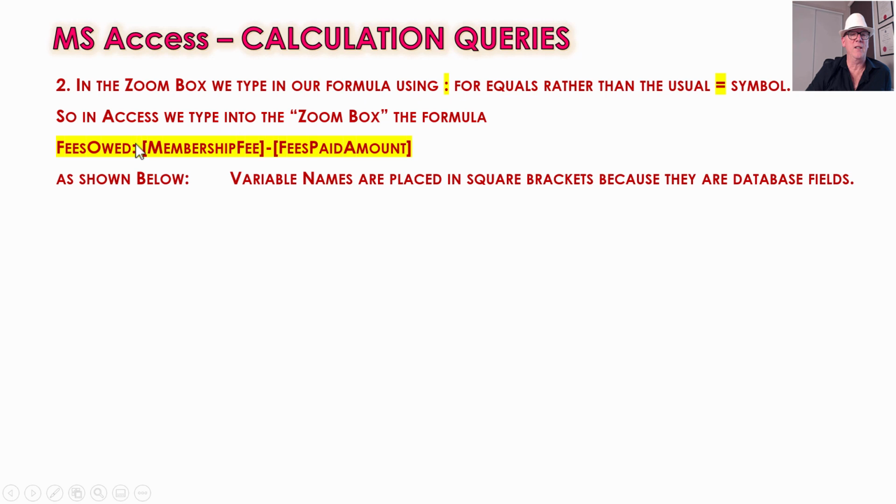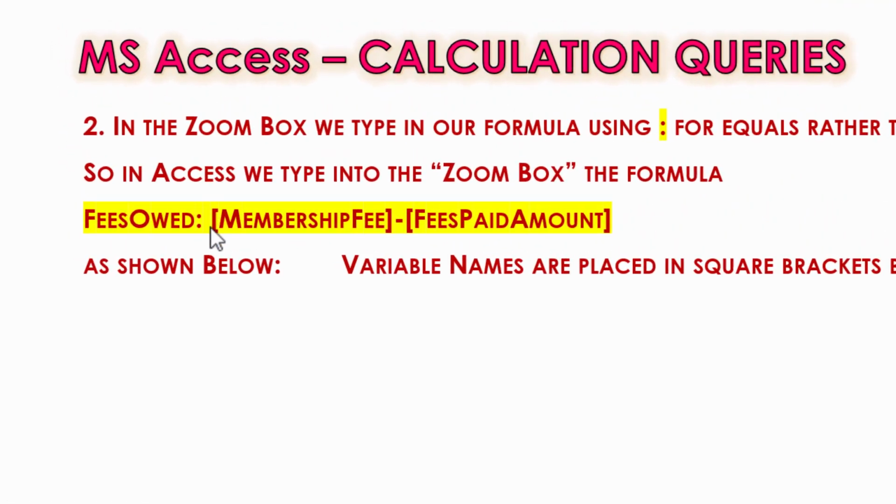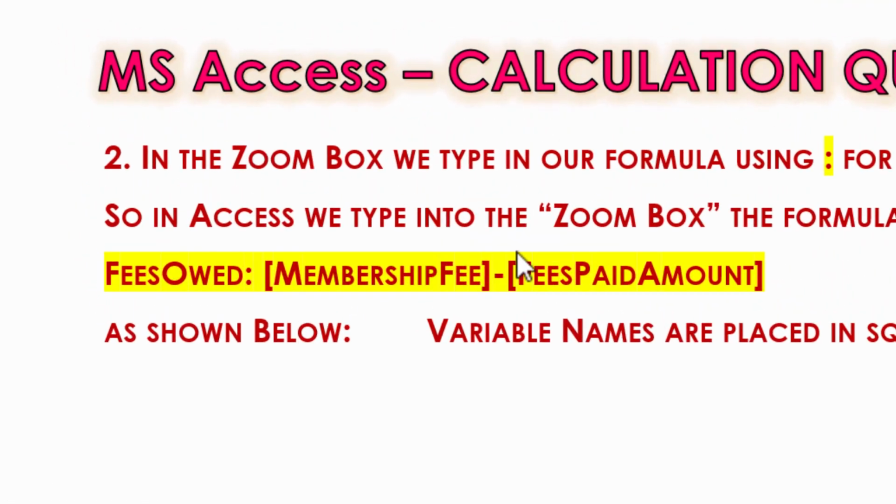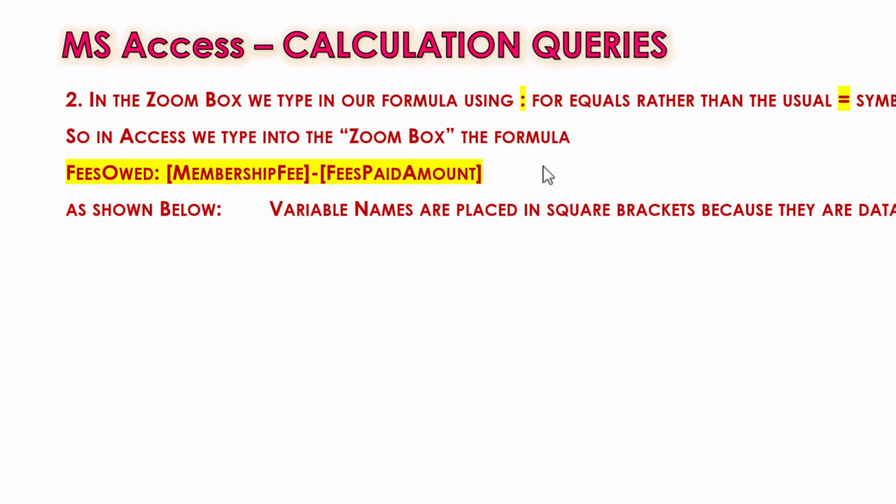So rather than say fees owed equals, like we would maths style, we actually go fees owed double dots, then we do square brackets membership fee minus square brackets fees paid amount. Now why they're in square brackets is they're actually two fields which are in the members table. So when we're quoting a field name, we have to put it in square brackets. You could also put numbers in here. So you could put a plus 100 as well on that formula if you wanted to. But if you want to get it out of the database, you've got to put square brackets around it.